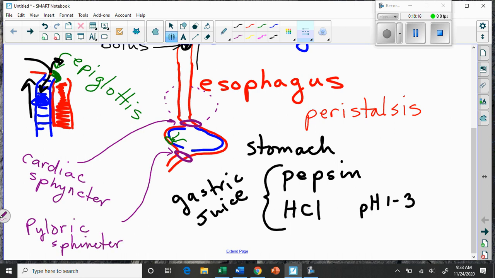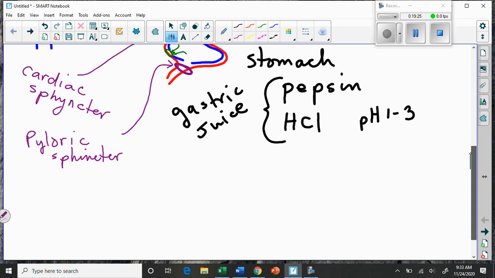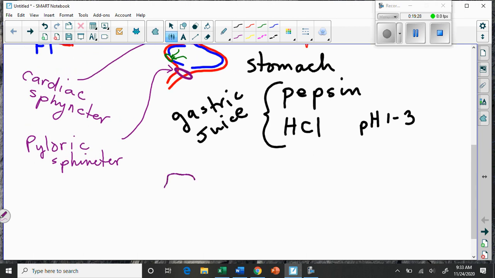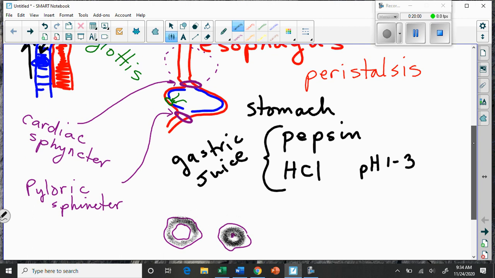Now, sphincter muscles are neat because they're circular muscles, and when they contract, they shrink up and close things off. So let me just draw a picture here. When a sphincter muscle is relaxed, here's a relaxed sphincter muscle. Maybe I'll just color them all in here. But if the muscle tightens up, then the sphincter closes off. It basically shrinks like this. It's like an elastic, and what that does is it causes the tube that it's around to close. So these sphincters open and close or seal off.